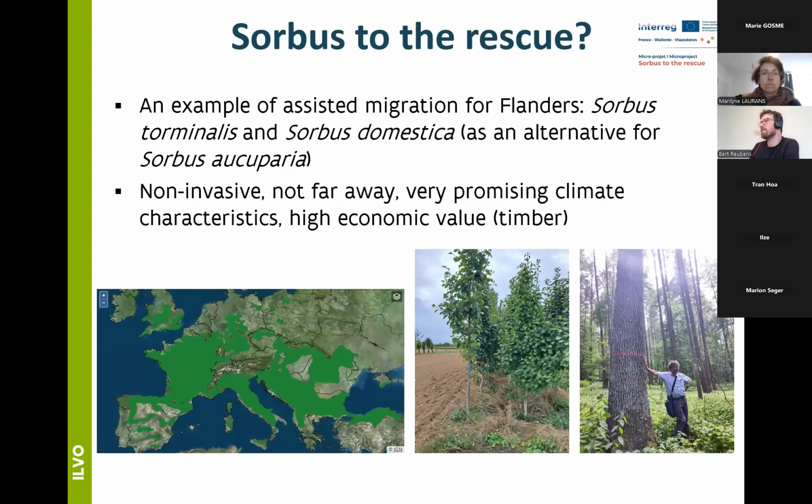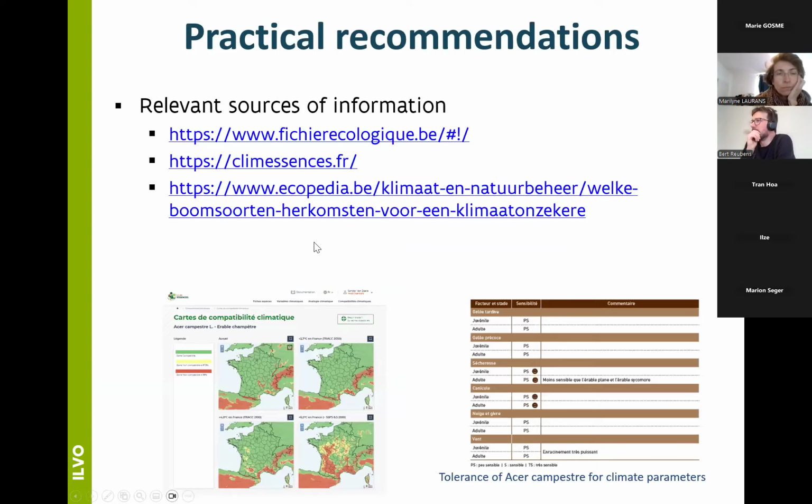And just to give an example of assisted migration is the Interreg project Sorbus to the Rescue. Again, for our context in Belgium, Sorbus terminalis and Sorbus domestica might be an interesting alternative for what is going to be a climate loser, Sorbus aucuparia, and for which assisted migration might be useful. The other two alternatives, terminalis and domestica, are non-invasive. They are not far away from us. They have very promising climate characteristics and a high economic value. So these are the kind of things we also need to dynamically think about.